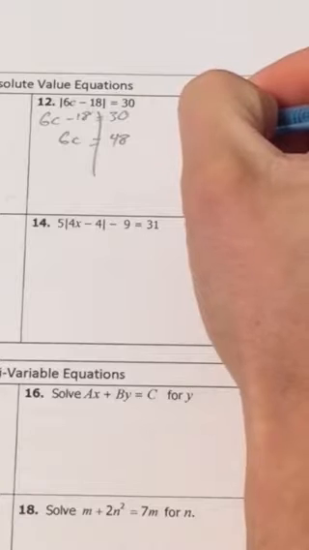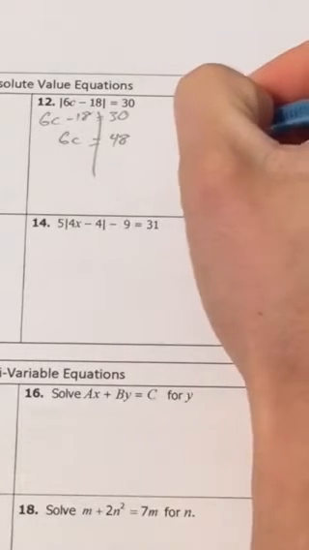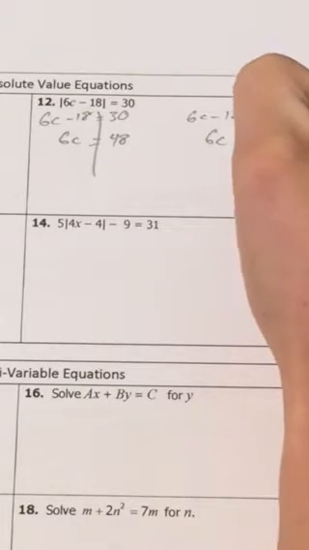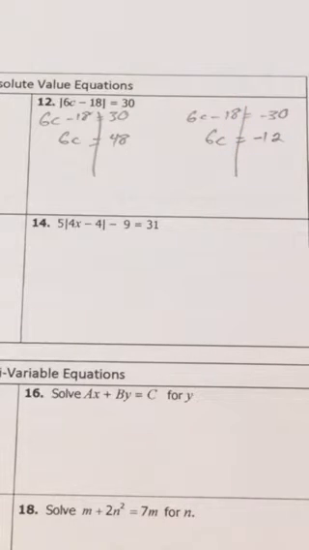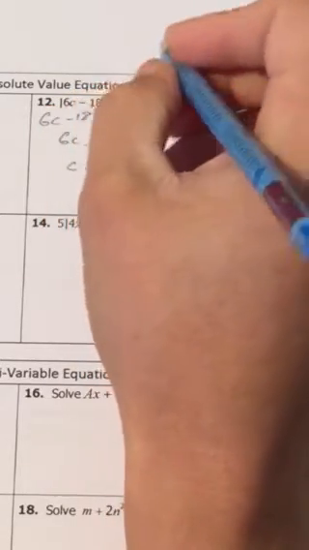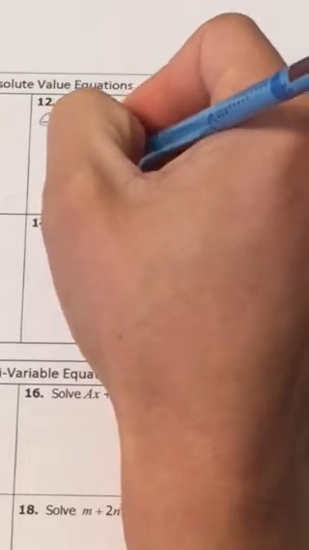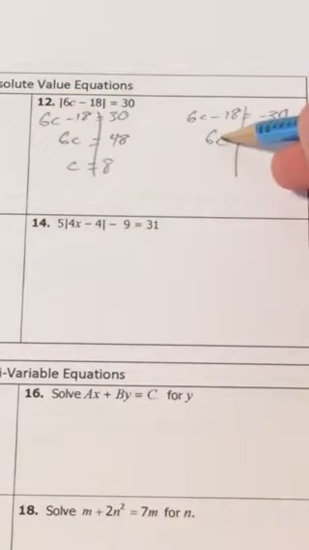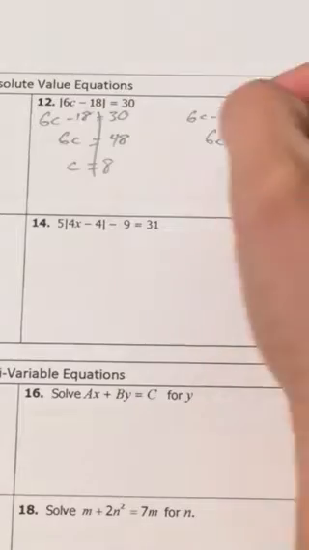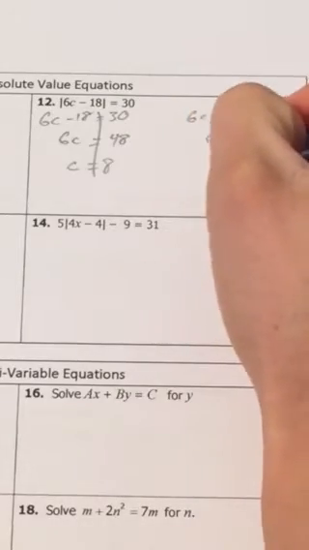So I'm going to add 18 to both sides. So I have 6c equals 48. And on this one, I'm going to add 18 to both sides. 6c equals negative 12. Then I'm going to divide by 6 on both equations. So I'm going to have c equals 8. And then 6c equals negative 12, so I'll divide by 6 on both sides, so c equals negative 2.